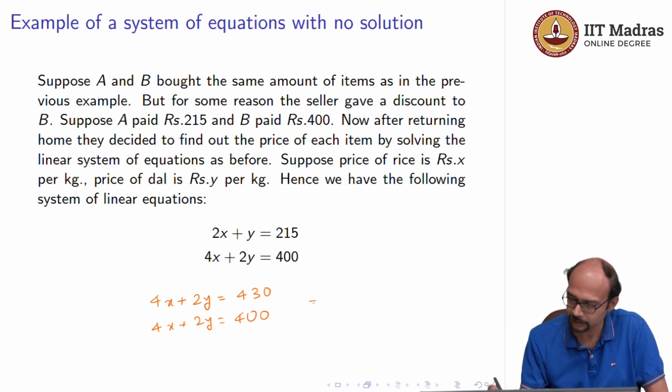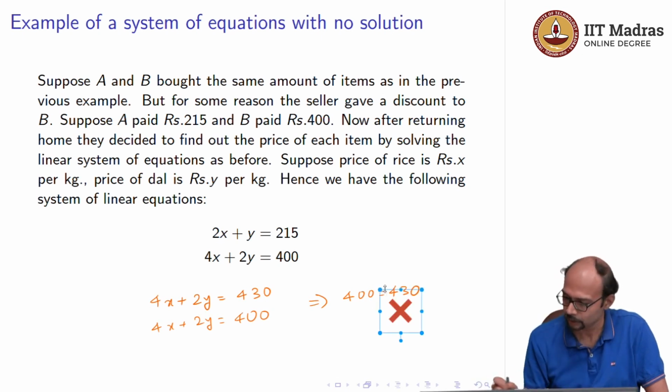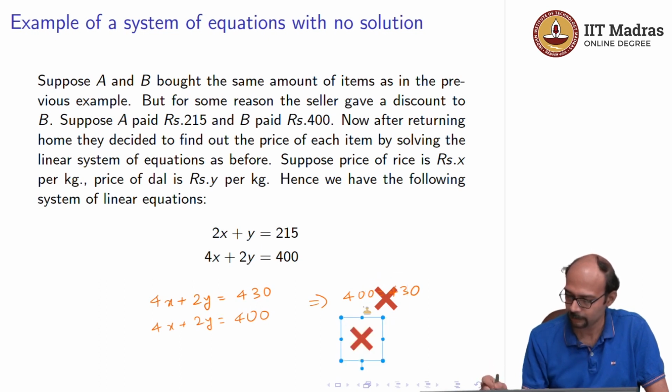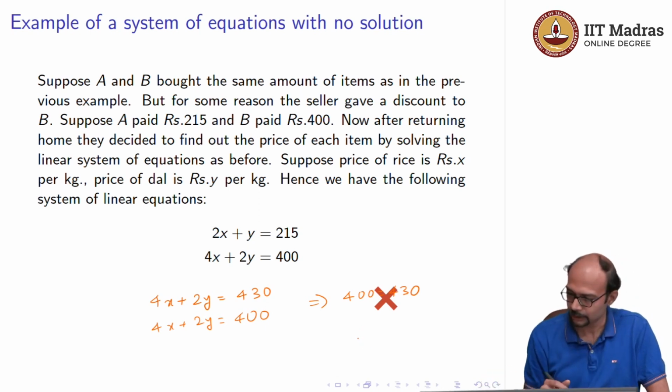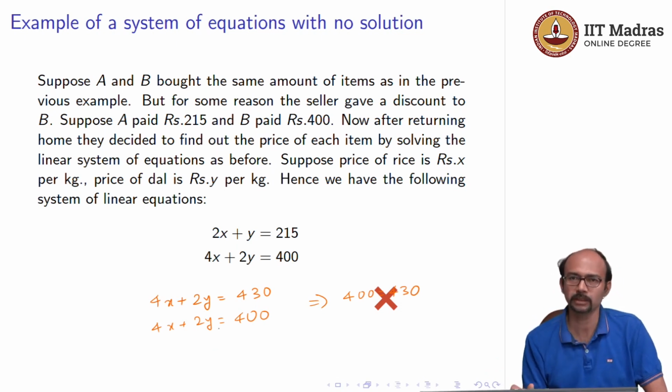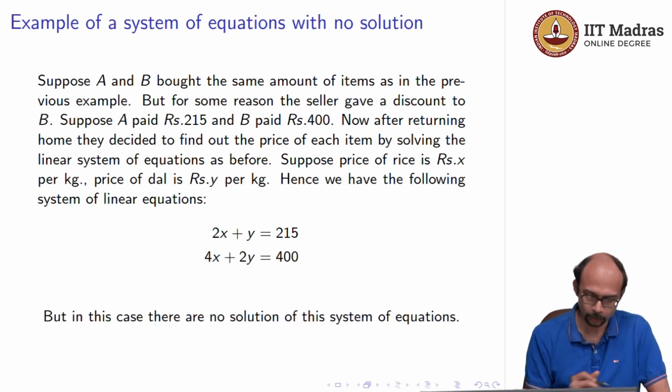So what does that mean? That means 400 is equal to 430. So there's something really wrong. Of course we know that 400 is not 430. That means there is no x and y for which this can be solved. So there's no solution here. What goes wrong?